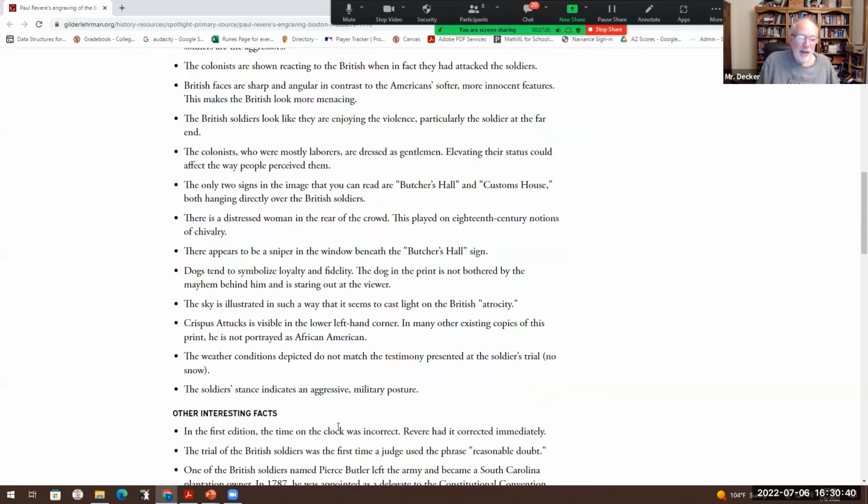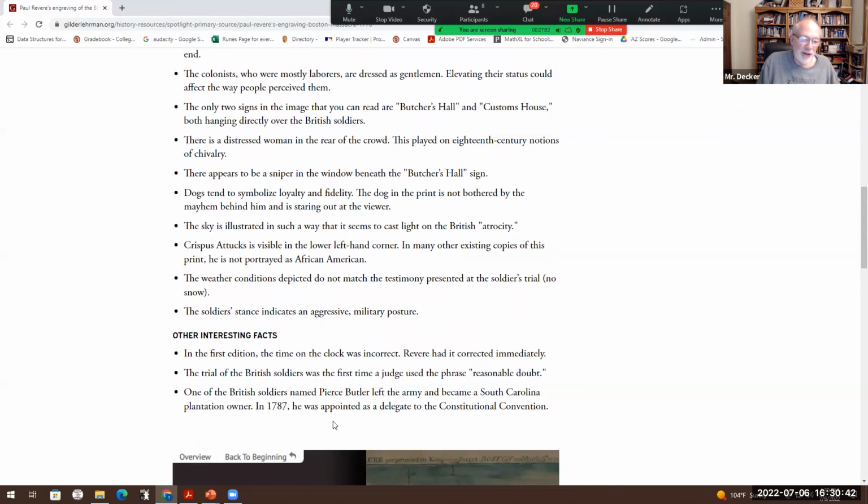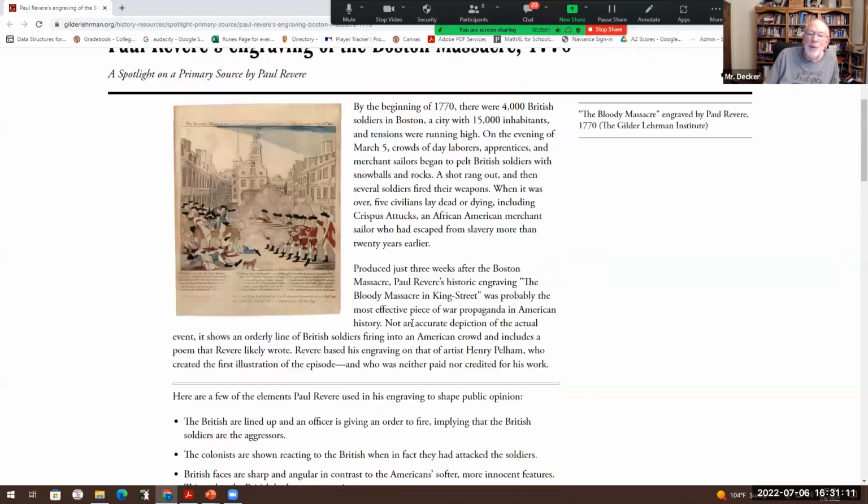Very interesting. The soldier's stance indicates an aggressive military posture. In the first edition, the time on the clock was incorrect. Revere had it corrected immediately. The trial of the British soldiers was the first time a judge used the phrase reasonable doubt, which I found very interesting. One of the British soldiers, named Pierce Butler, left the army and became a South Carolina plantation owner. In 1787, he was appointed as a delegate to the Constitutional Convention. So one of the actual British soldiers winds up being a delegate.